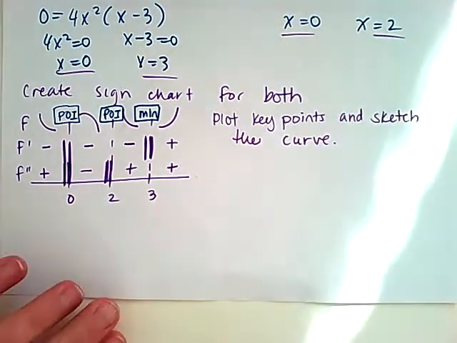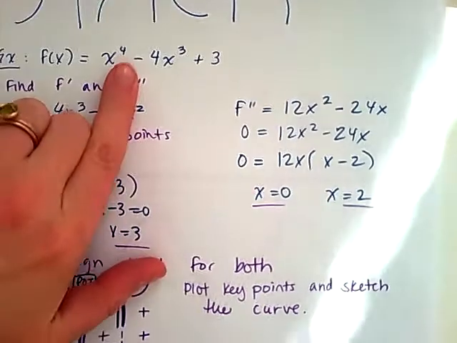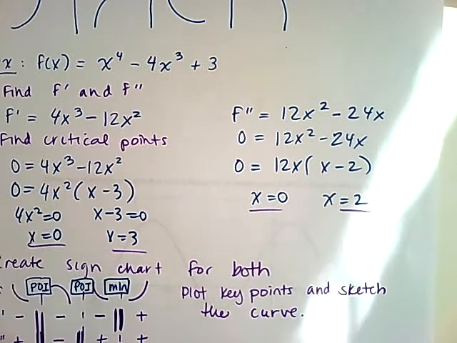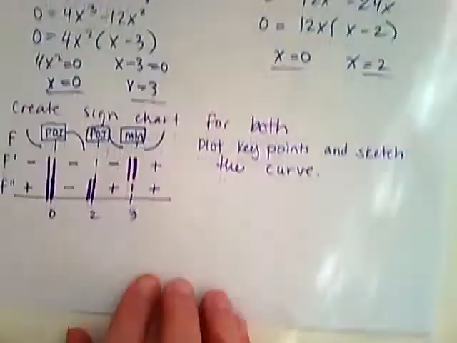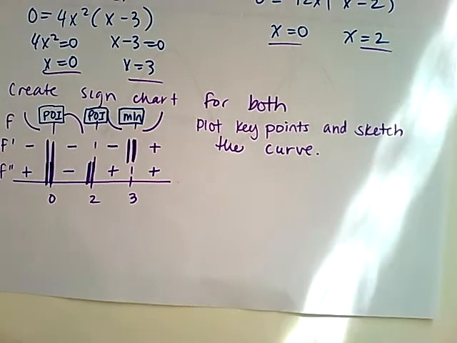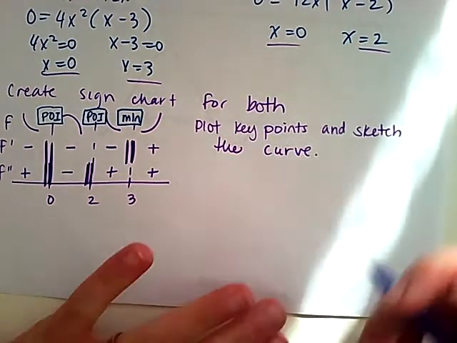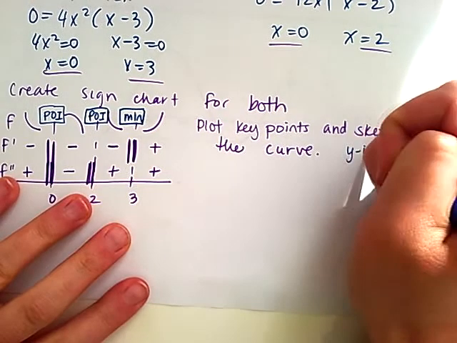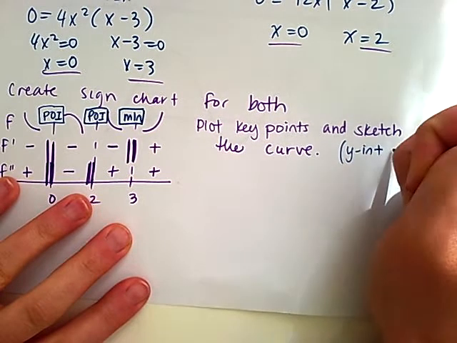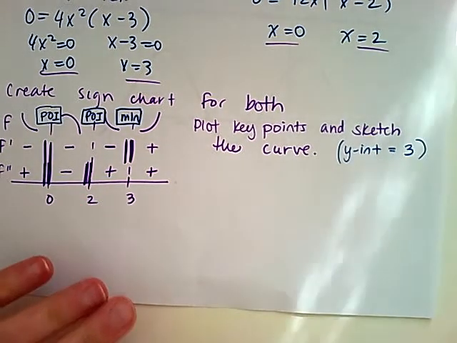So one thing to keep in mind at this step is if I have an equation of the function, it's easy to find the y-intercept. In this case, you can imagine plugging in 0 for x and getting a y-intercept of 3. Since that's an easy point to know for sure is on my graph, I want to include that in my key points in addition to my critical points. So I'm just making a note: y-intercept is at 3, and I'm going to make sure to include that on my curve.